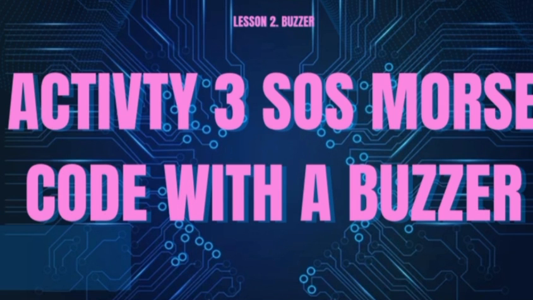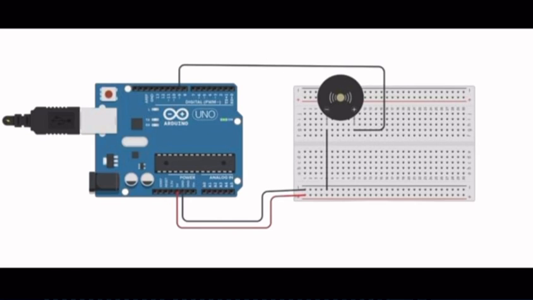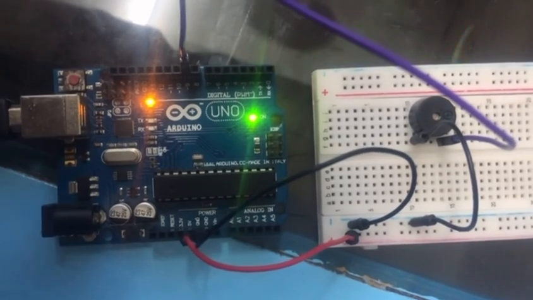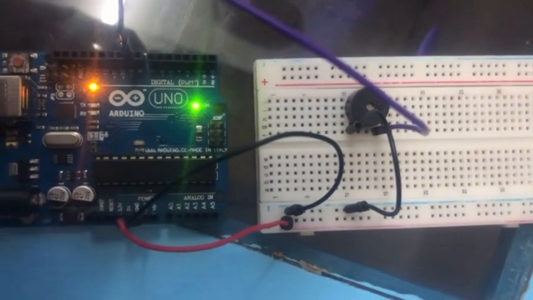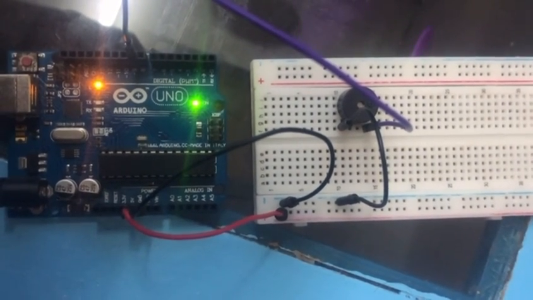Using the same buzzer setup as before, the Arduino produces the SOS signal pattern: 3 short, 3 long, and 3 short beeps. These projects show how buzzers can be used for coded communication or emergency signal.